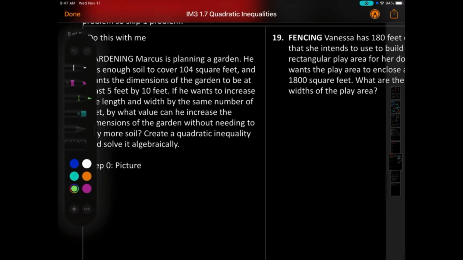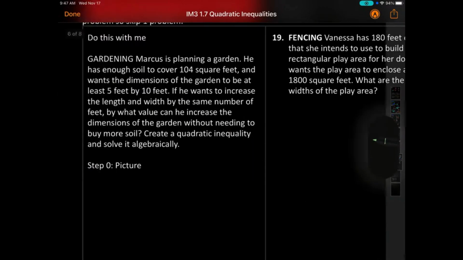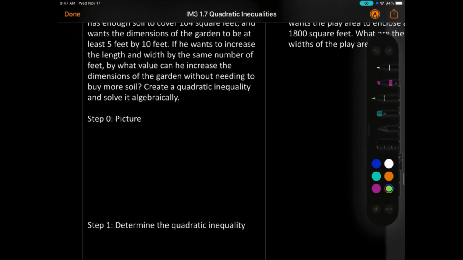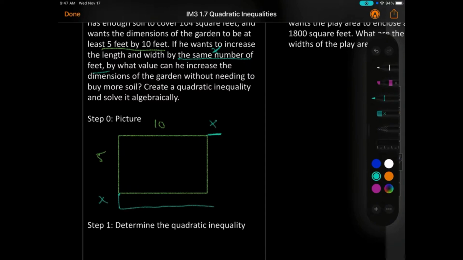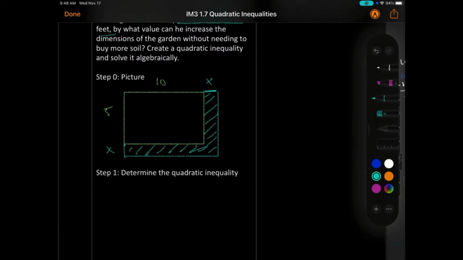So let's go ahead and draw a picture. So here's my picture. We know that this is 5 by 10. And we want to increase it by the same amount, same number of feet. So I'm going to call that one x. Okay, so the blue area is what we're trying to increase it by.